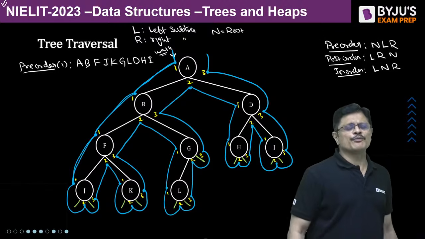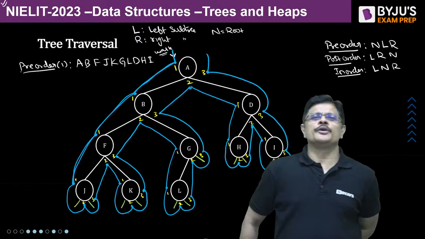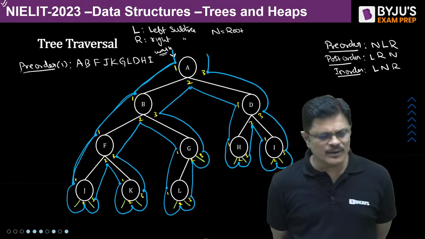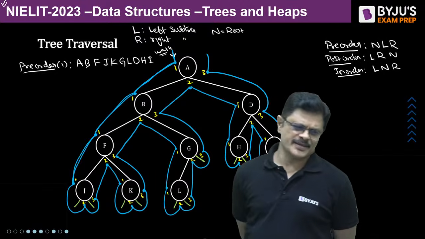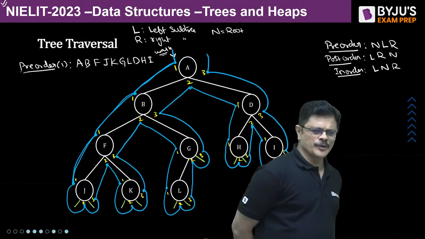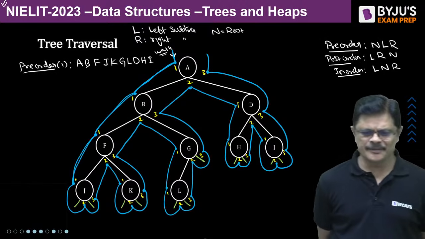So if you print once, you are going to get the pre-order. If you print once while walking, you get the pre-order, my dear friends. It's a very simple story. Hope you all can understand very easily.